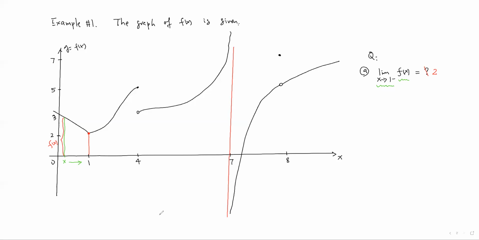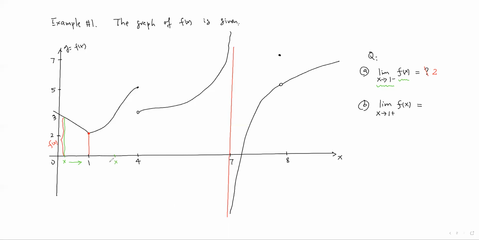Now, second question. B. Determine this limit as x is closer and closer to 1 from the right side. The notation for the right side is 1 plus. What number will the function approach? Now let me pick x on the right side of the point 1. Say pick x here.